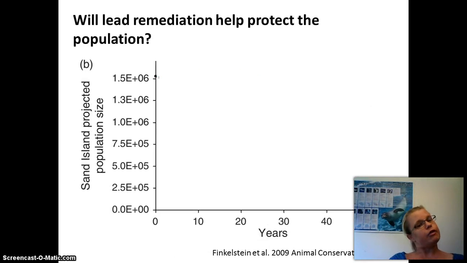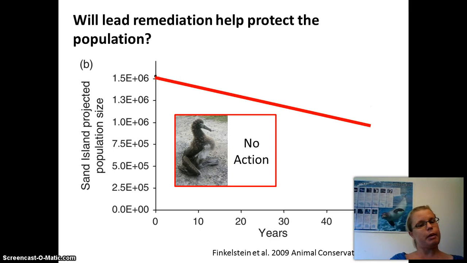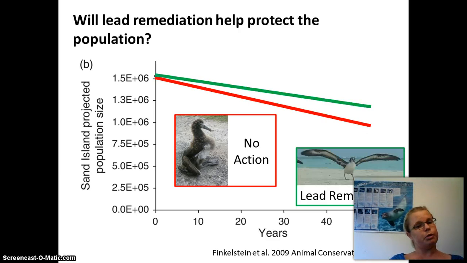So next, will lead remediation, removing the lead paint, help protect the population? Remember, if there's no action, we're getting that 7% lead poisoning. The population's declining pretty quickly, from 1.5 million in year 0 down to about 1 million in 50 years. If you remove that 7% chick mortality, the population is still declining, but not as quickly.